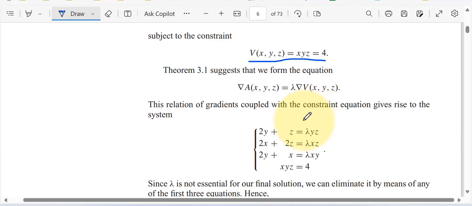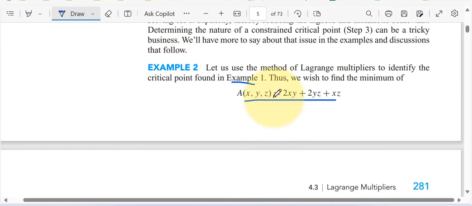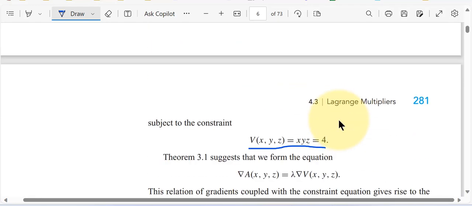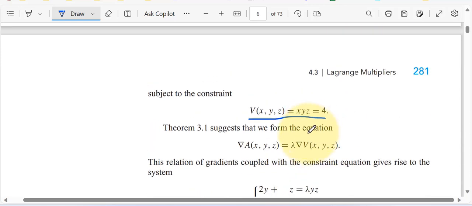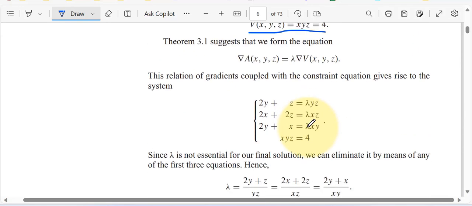So what's the first one? Let's try. The partial with respect to x of this is 2y, 0, and z. So 2y and z. And the partial of v with respect to x, where's v, here's v, is yz. So we get yz and then lambda. We can't forget the lambda. So we get that, this equals that, this equals that, this equals that, and we get this one.